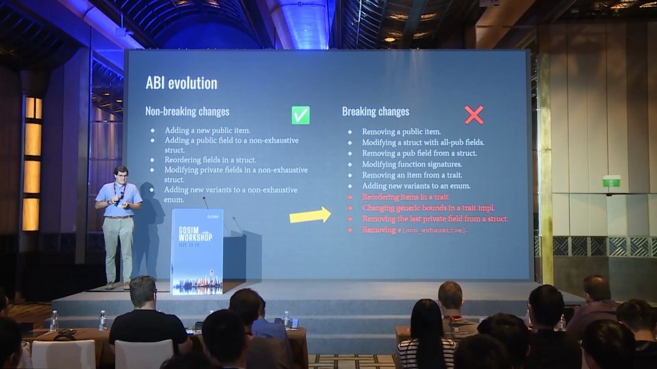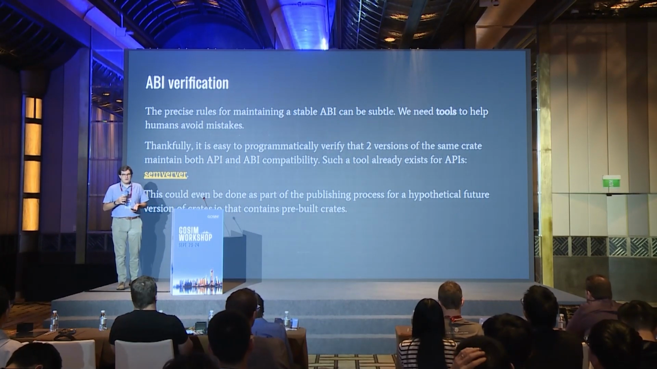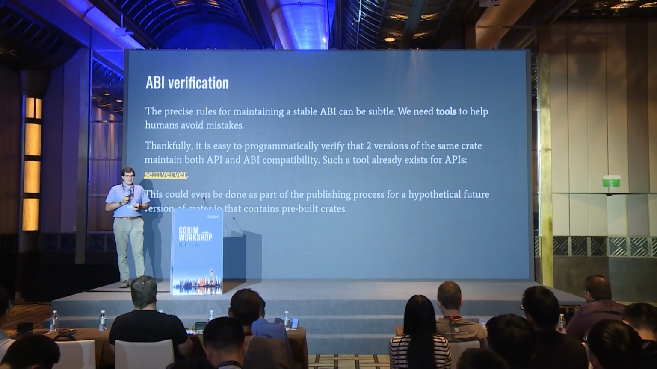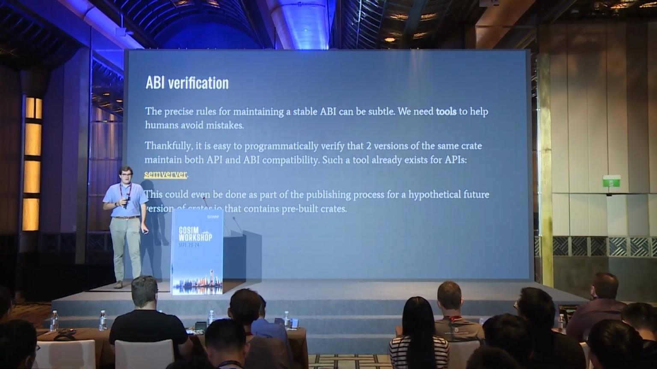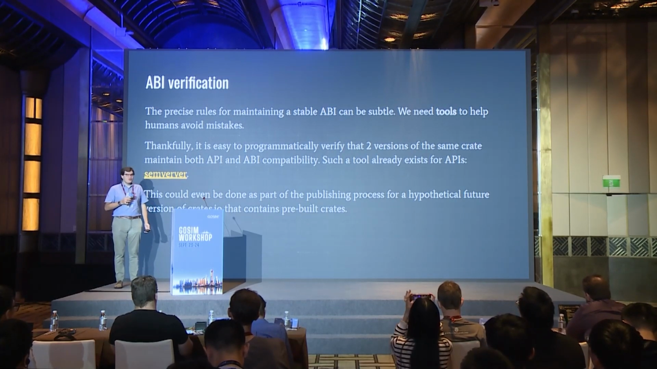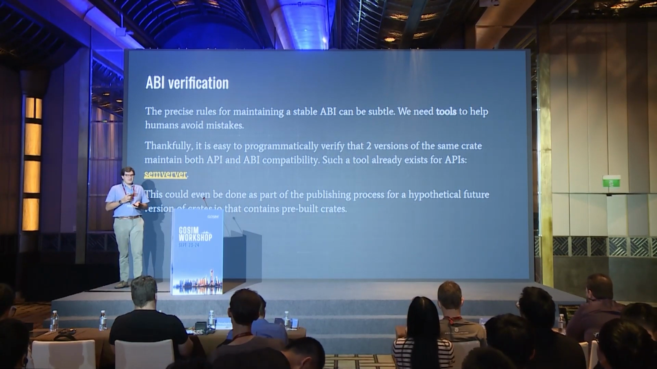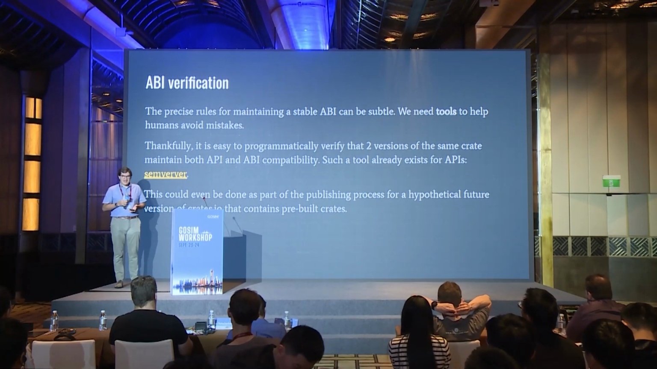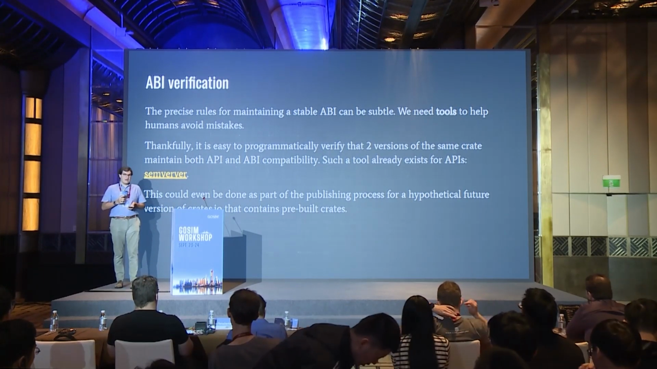So these rules are quite subtle and can be hard for a human to follow. So we need tools to help the humans avoid making mistakes. Thankfully, it's actually rather easy for a computer to verify that these ABI rules are being followed. Now, a tool already exists for checking API stability. It's called SemVer, Semantic Version Verification. And this could be extended to also check that the ABI of a crate hasn't been broken.